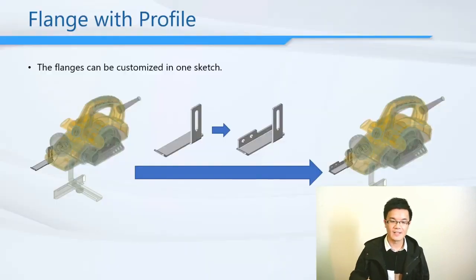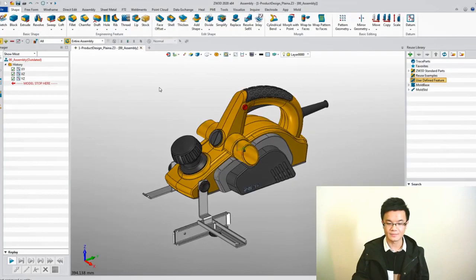Okay, last is the flange with profile. It is a new feature in ZW3D 2020. The flange can be customized in one sketch. That means you can create a complex flange in a sketch. Let's see how it does that.